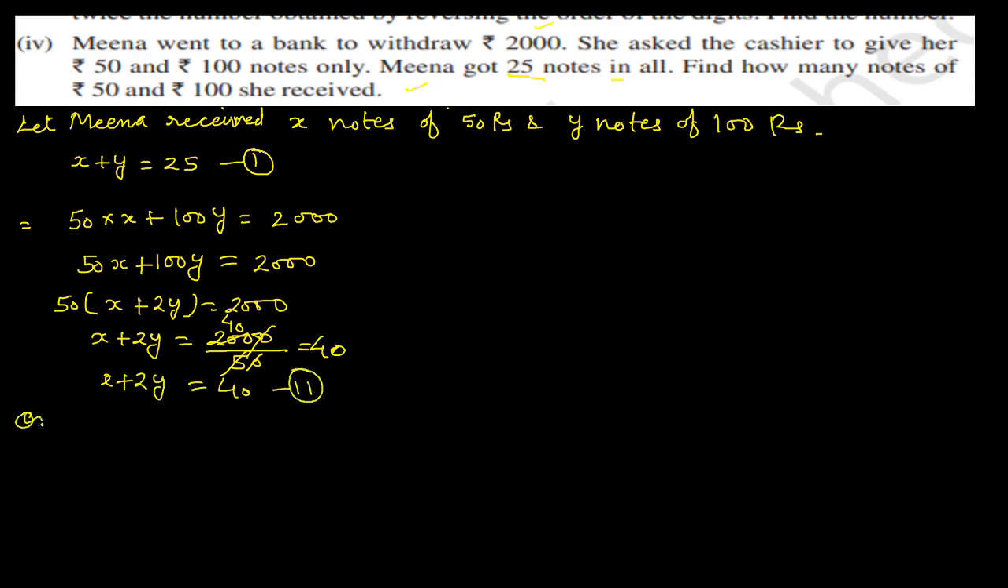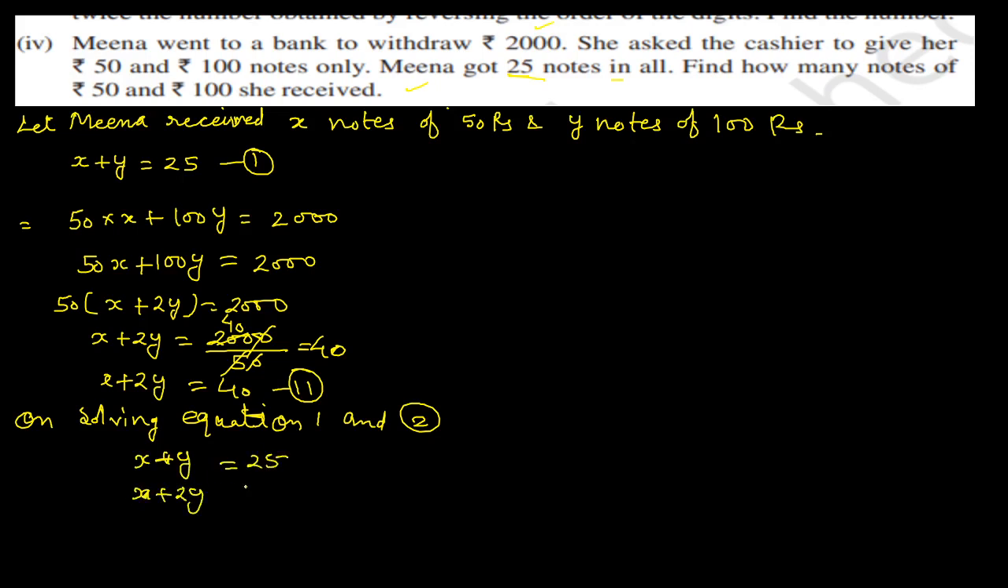On solving equation 1 and 2, what will you get? x plus y is equal to 25 and x plus 2y is equal to 40. So when you will solve it, you will get minus y is equal to minus 15. माइनस से माइनस कैंसिल हो गया. y is equal to 15.